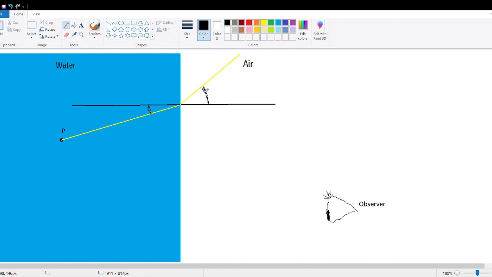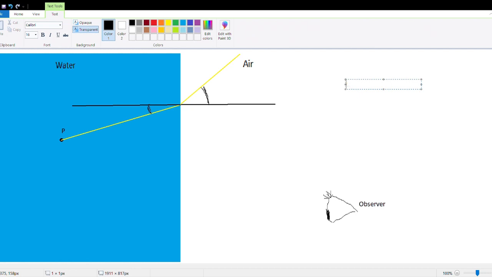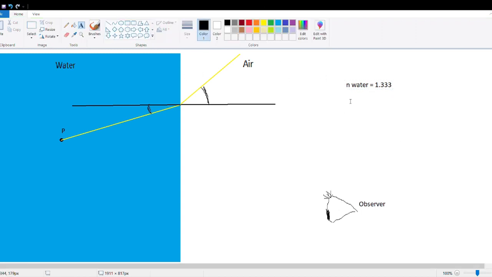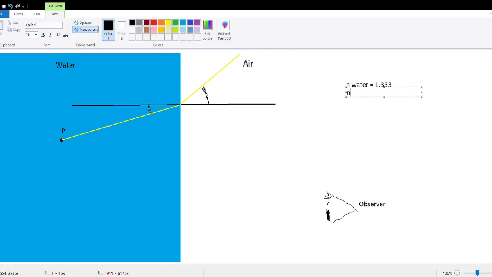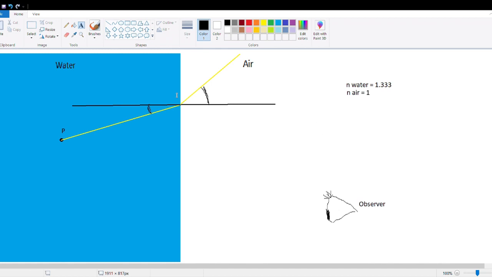This is because of the index of refraction of the two compounds. For example, we know that the n of water is about 1.33, so 4/3, while the n of air is, to put it easy, equal to 1. So the two angles are not the same because the two indices of refraction are not the same.